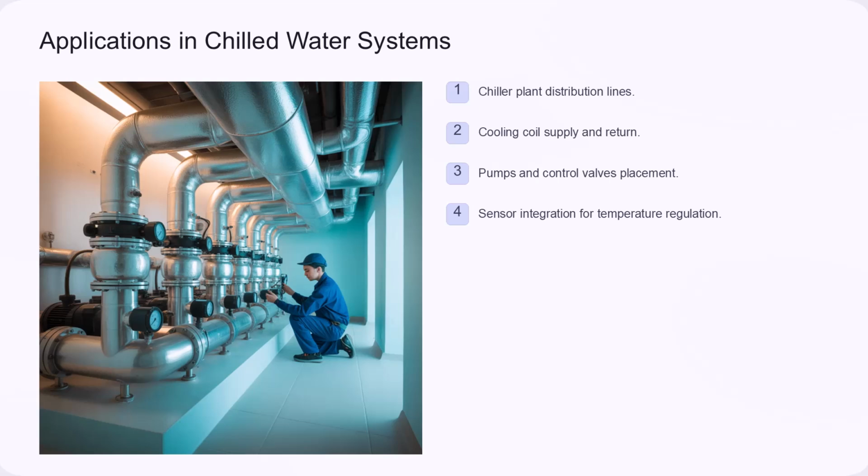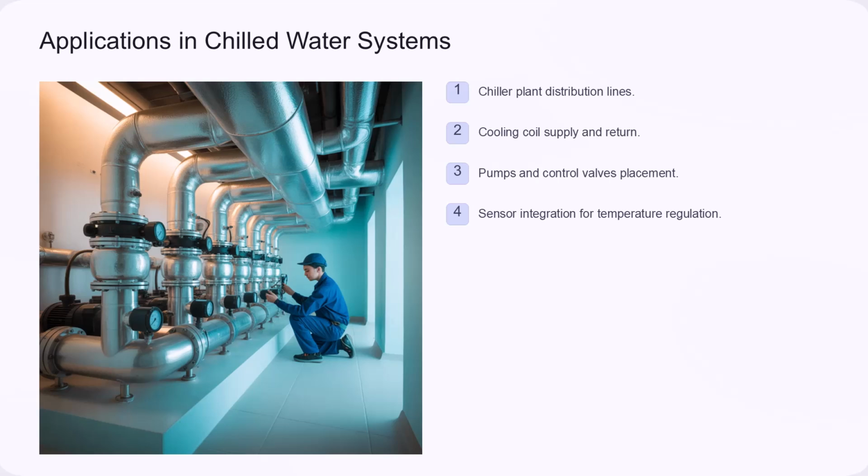Applications in chilled water systems. Let's look at chilled water applications. Diagrams show chiller plant distribution lines supplying cooling coils. They display return lines that bring water back for re-chilling. Pump and control valve placement ensures proper flow management. Sensors integrate into the system for accurate temperature regulation.